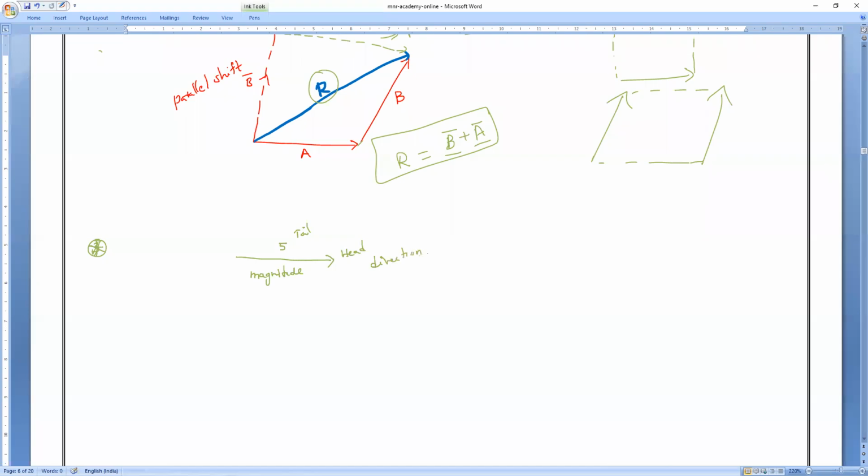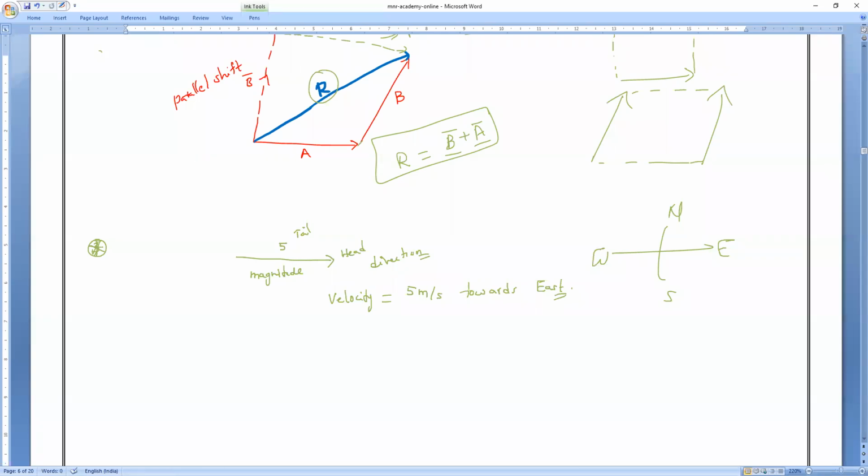Can you tell me the meaning of this? What direction is it actually? East direction, yes or no? East, west, north, south. So this is towards the east direction. I will say, for example, the velocity of a person is 5 meters per second towards what, guys? East. Clear? Understood?